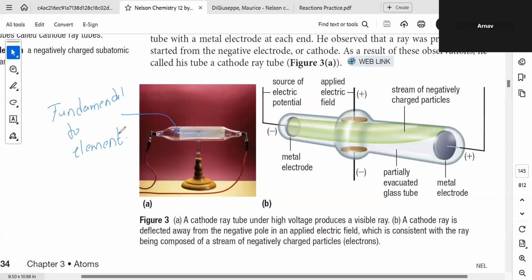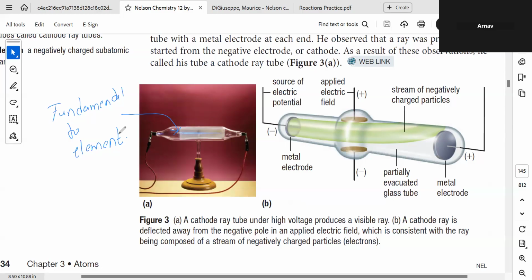Does that make sense? I think so. What did I tell you? First, he took different gases, he saw the ray. Then he thought that probably it is a property of the electrode, so he changed the electrode and still saw the ray. Because the same result keeps happening each time, it doesn't matter, it's the same for every single element. So they all have one same property. That is something fundamental to the element. That means this thing is present in all the elements. So that was his first conclusion.